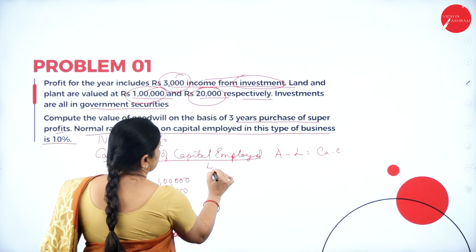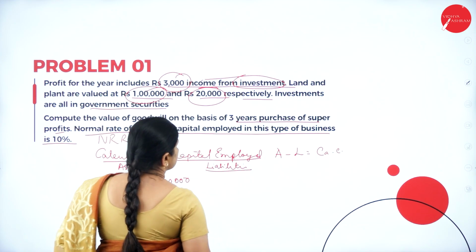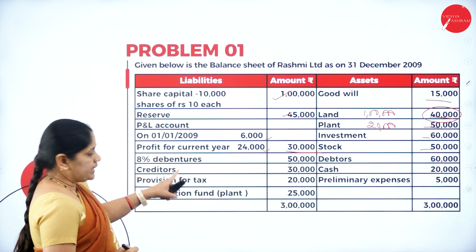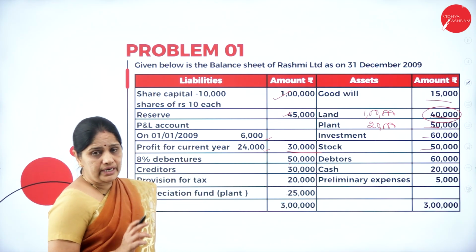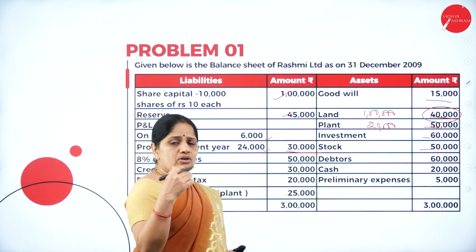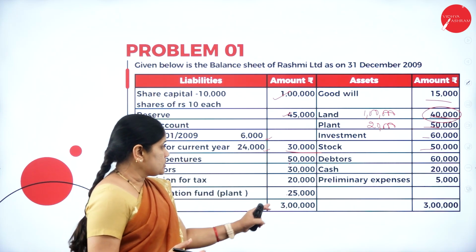Now, the liabilities. Let us see what are the liabilities here. The liabilities will be debentures, creditors and provision for tax. Debentures should be taken because this amount is owing to somebody else. Then creditors, they are also outsiders to the company.